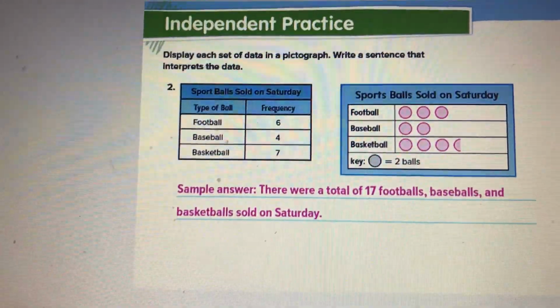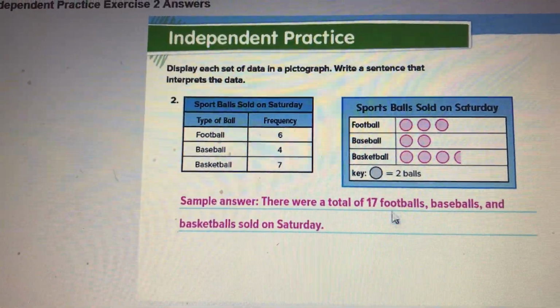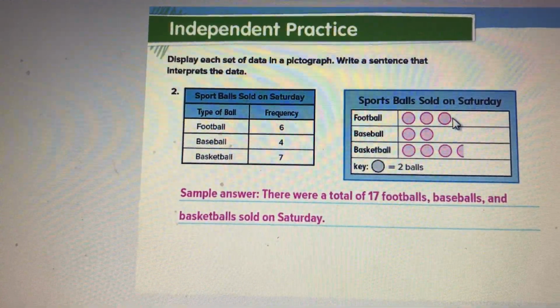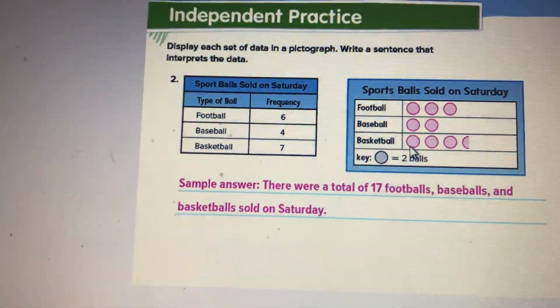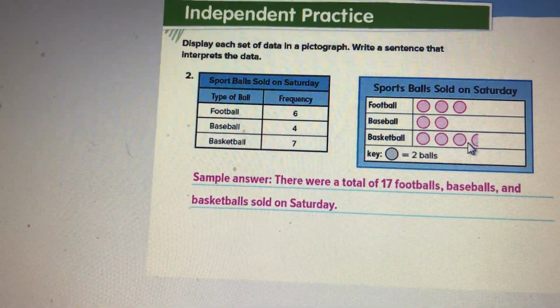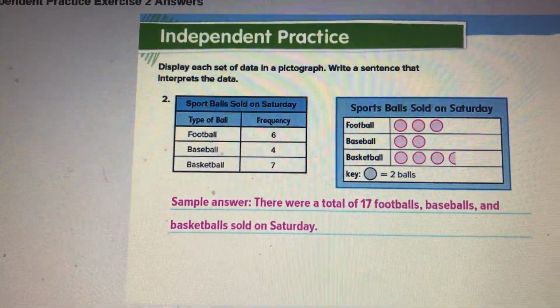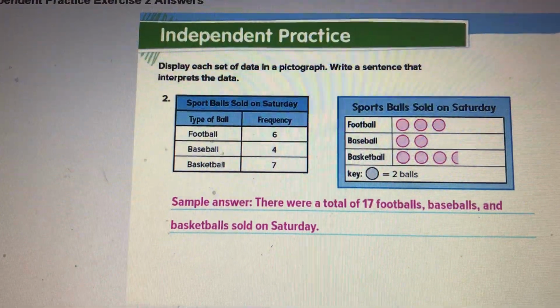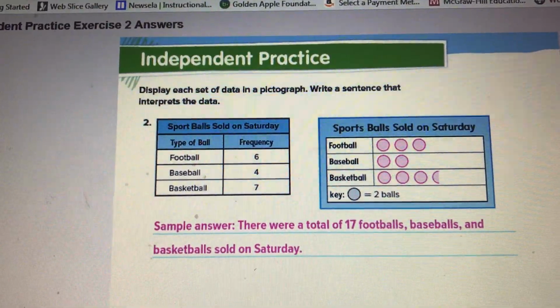I'll show you. So this is exactly what they drew. Each circle is 2 balls, so 2, 4, 6. Check your work. 2, 4, 4 baseballs. How many basketballs? 2, 4, 6 plus 1 more is 7. There were a total of 17 footballs, baseballs, and basketballs sold on Saturday. They just wrote a sentence that interprets the data.